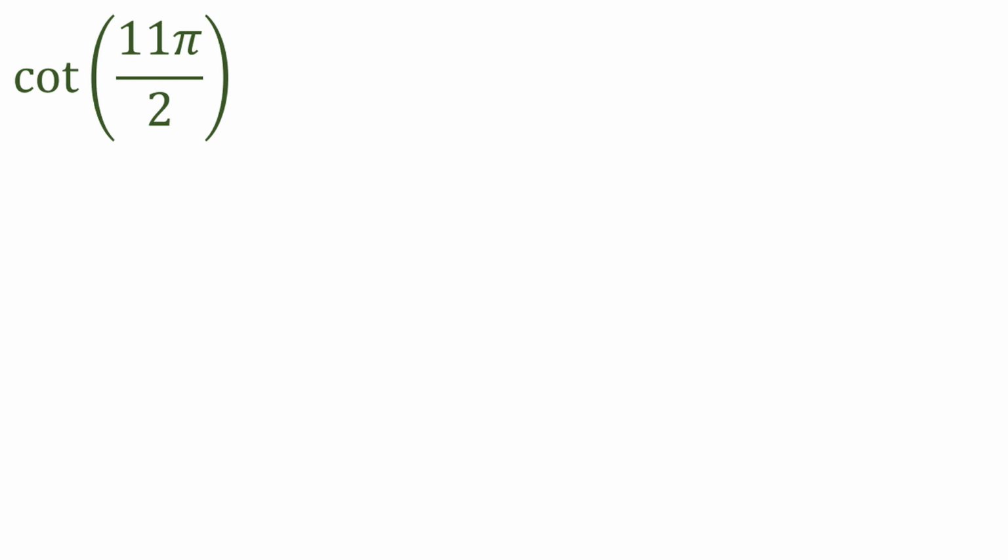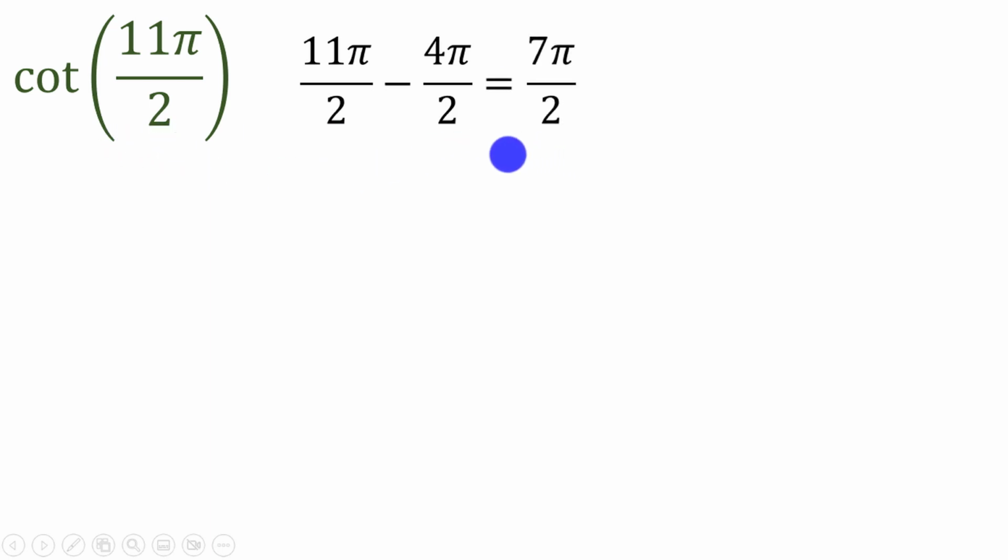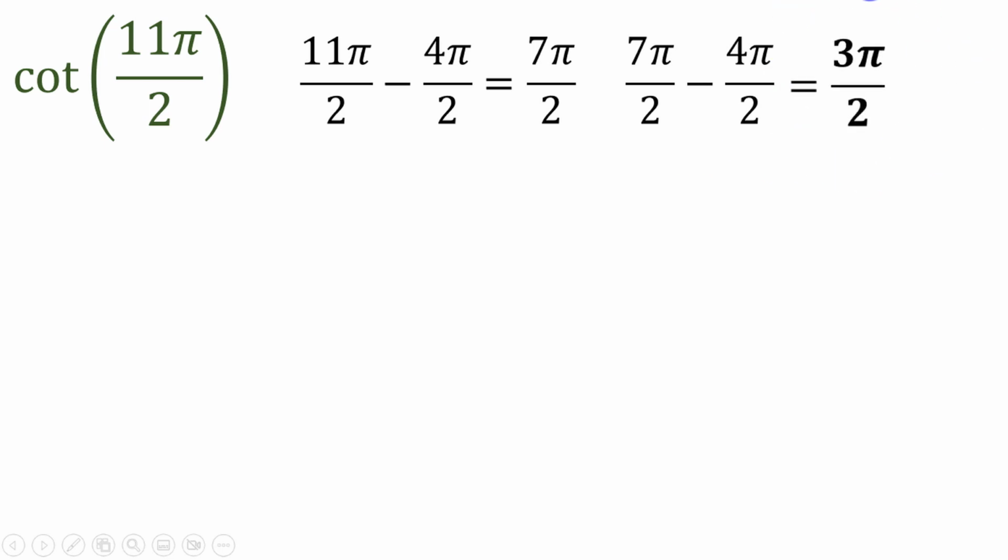Instead of subtracting 2 pi, I can subtract 4 pi over 2, which is just a fancy form of 2 pi that has the same denominator that we have in our fraction. We will get 7 pi over 2, which, of course, is still not within one rotation of the circle. Let's subtract 4 pi over 2 one more time. We will get 3 pi over 2, which indeed is in one rotation of the circle.